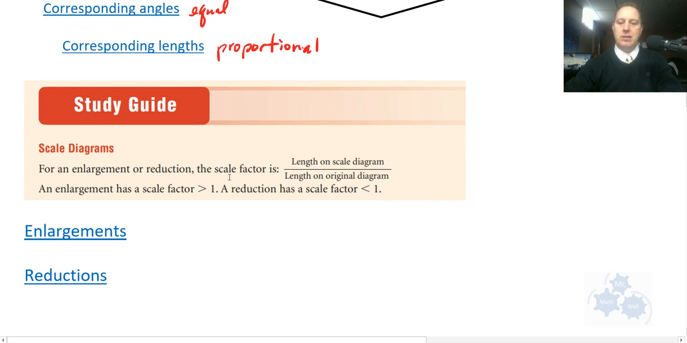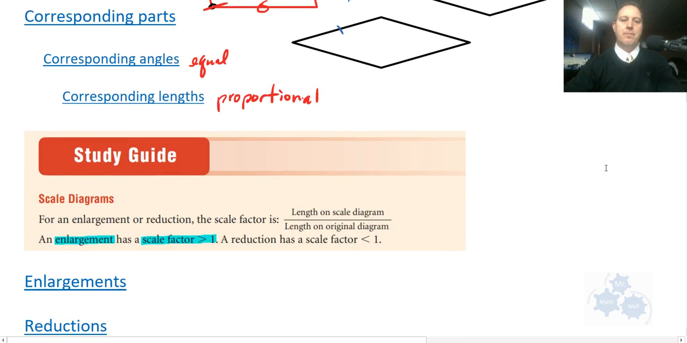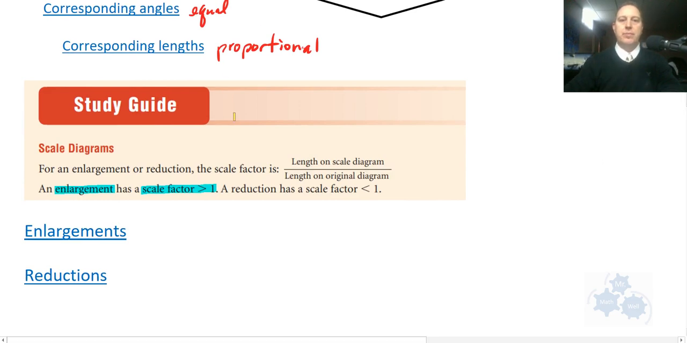Now, if the scale factor is larger than 1, it's an enlargement. As in this example, let's say this was 2. So that's an enlargement. This scale model here is larger. This one here might be a scale factor of, let's say, 0.8. That means we'd take this side and multiply by 0.8 to get the corresponding side. And that's the scale factor. So when the scale factor is less than 1, it's a reduction. Okay, so enlargements, you got it.